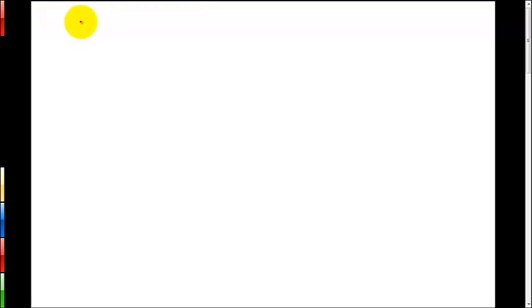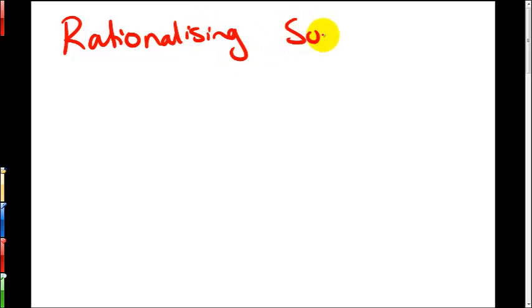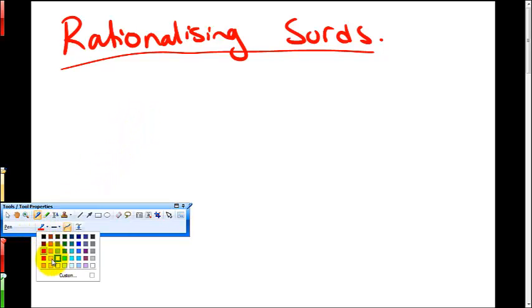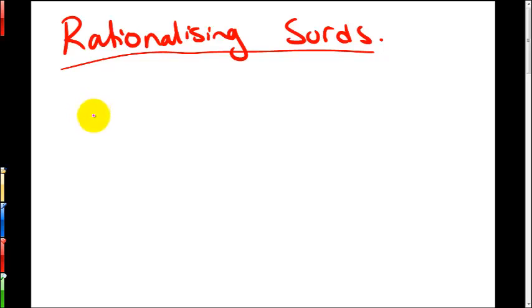Okay, so now we're going to look at rationalizing surds. A lot of students actually find this a very difficult task to accomplish. However, I feel like it's probably one of the most important subtopics in surds, and the only reason being that it kind of knocks out all your previous exercises in the one go.